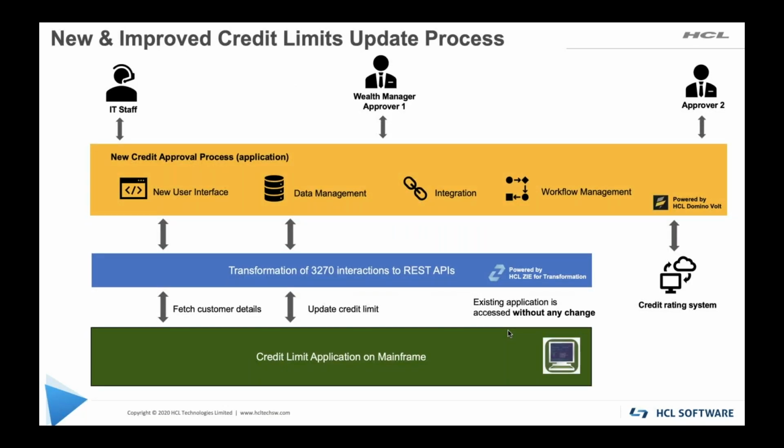This is the illustration of the to-be scenario using the joint solution of Domino Volt and ZIE for transformation. A new credit approval workflow is created using Volt. The new Volt application governs the end-to-end business flow. Appropriate end users are notified and presented with the data they need to perform their responsibilities. Under the covers, ZIE for transformation is invoking the core banking system to retrieve and update customer data accordingly. APIs provided by ZIE for transformation are consumed by the new Volt application.